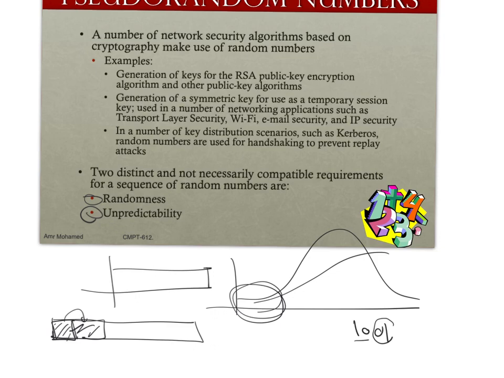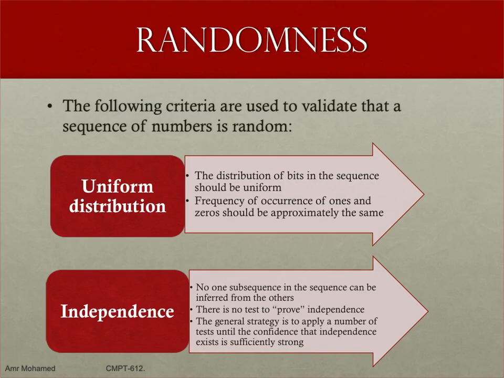Okay? So that's what we mean by unpredictability. So the randomness means uniform distribution. So the distribution of bits in the sequence should be uniform, which means that the frequency of occurrence of ones and zeros are more or less the same. Okay? Which does not give the attacker any particular precedence of ones over zeros or zeros over ones.